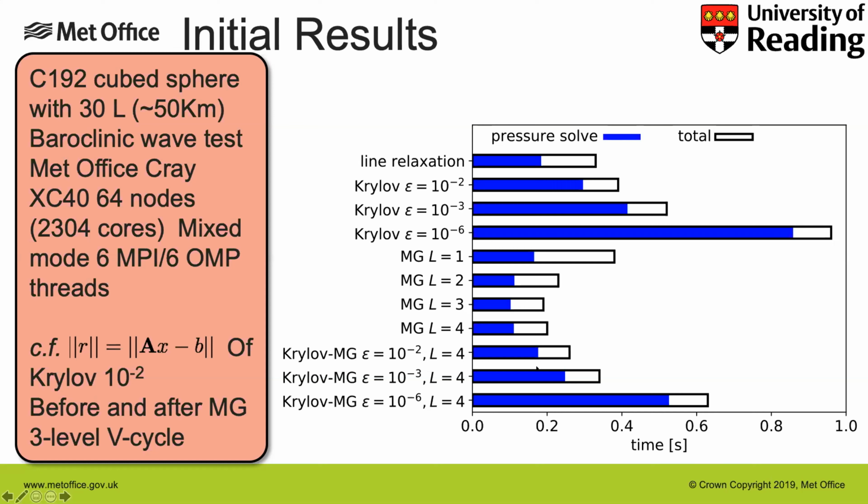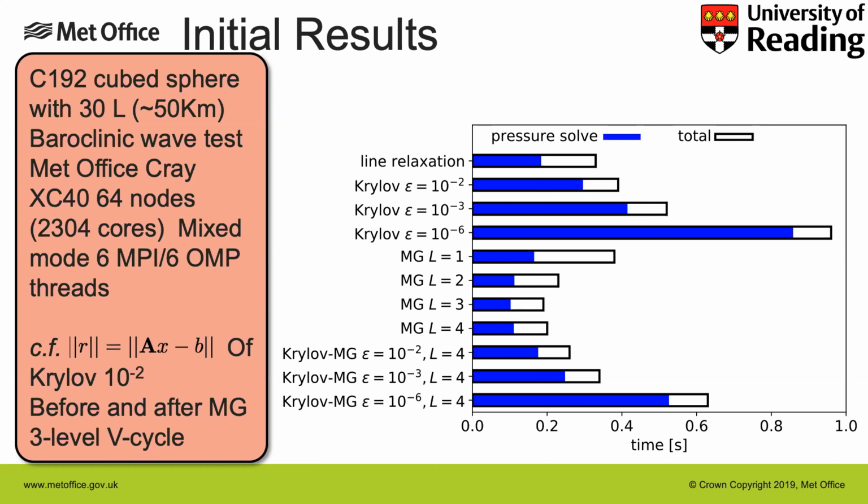The fastest is just the multigrid on its own, but multigrid as a preconditioner to Krylov is faster than just Krylov. However, if you look at the change in the value of the residual vector for the Krylov solve and compare that to before and after the multigrid, then it looks like multigrid is giving us the equivalent of a Krylov solve to 10 to the minus 2 for a 3-level multigrid solve, which seems to be the most effective for this resolution.